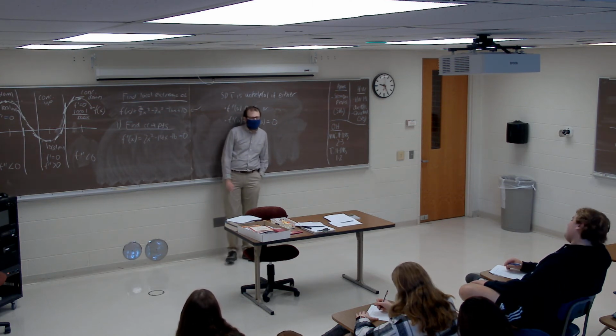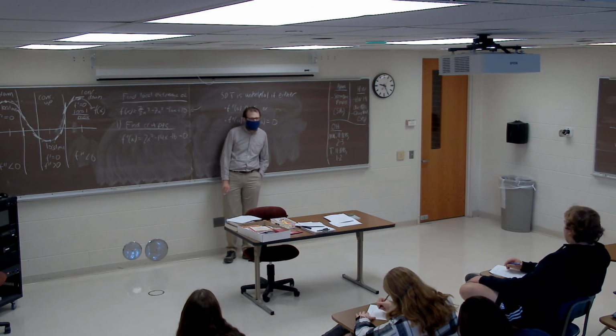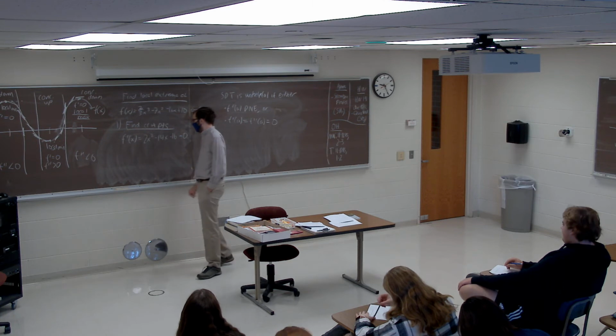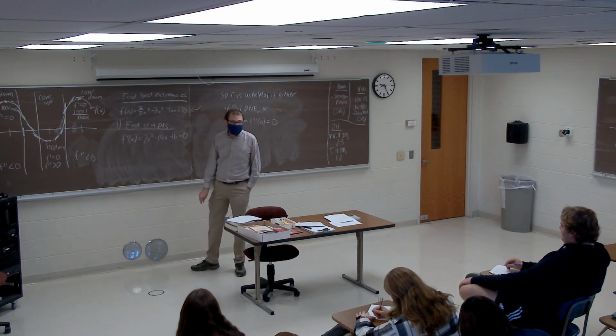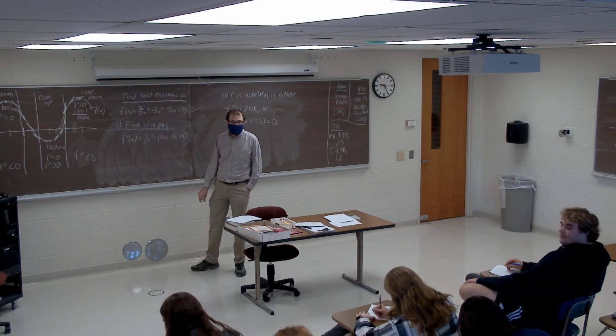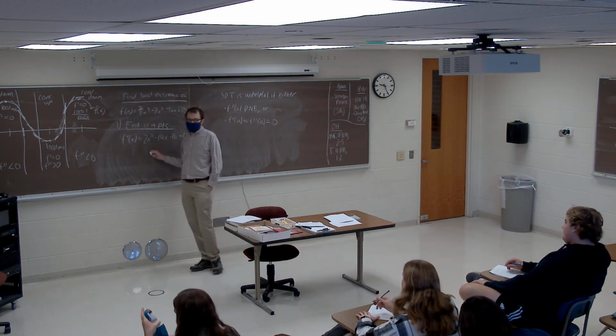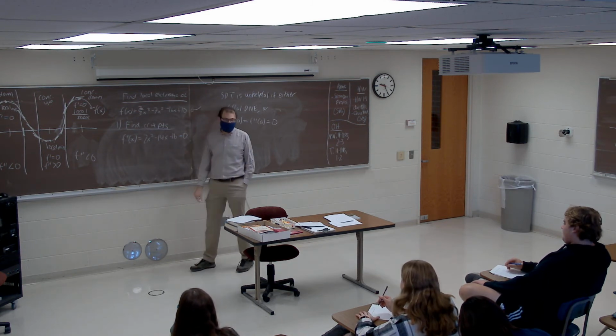So how do we solve this equation? 2x squared minus 14x minus 16 equals 0. Kinsey? Factor it to find x. Okay, factor to solve for x. Cool. So what can we factor here?